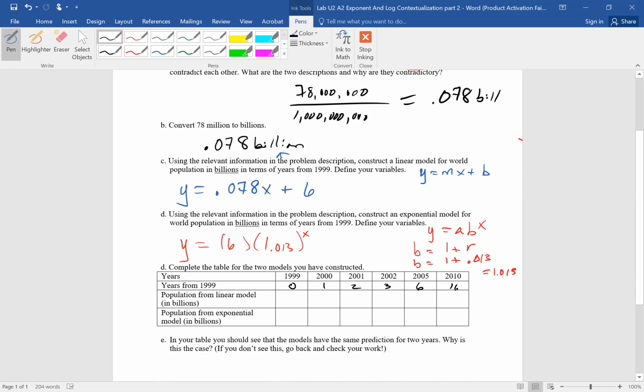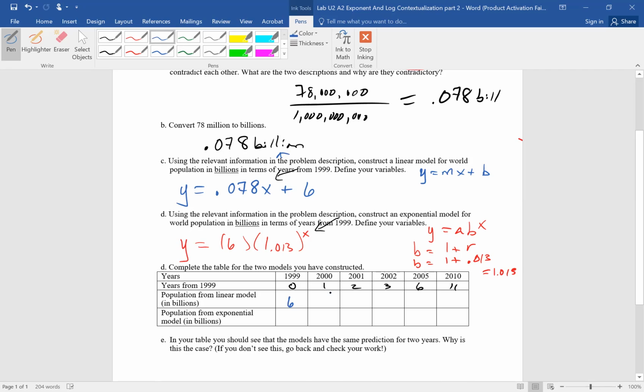And you could, if you wanted, take this 0 and plug it into both the inputs to get the first values. 0 times 0.078x into the linear model would knock that out. 0 times anything, 0 plus 6, so that would be 6. And let me go ahead and write this in blue.